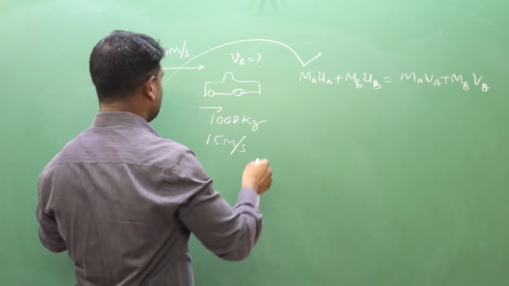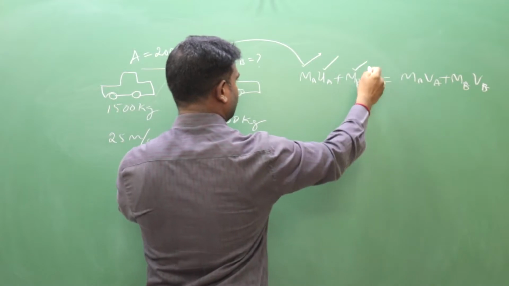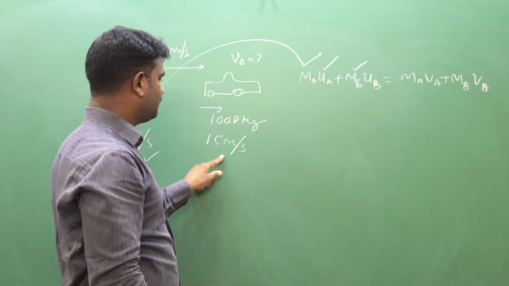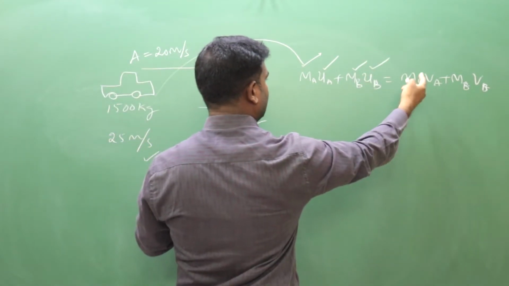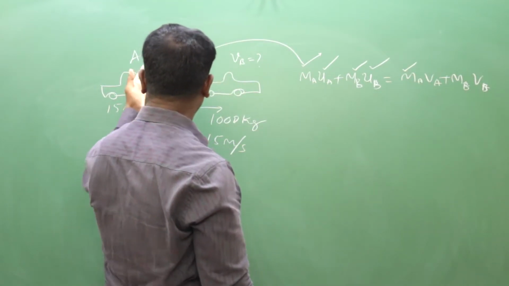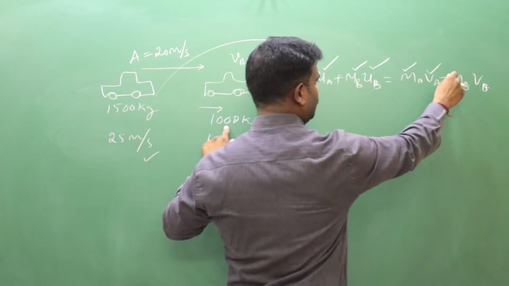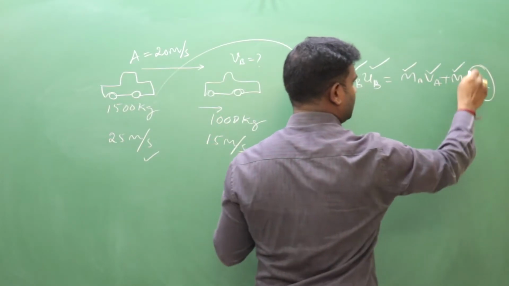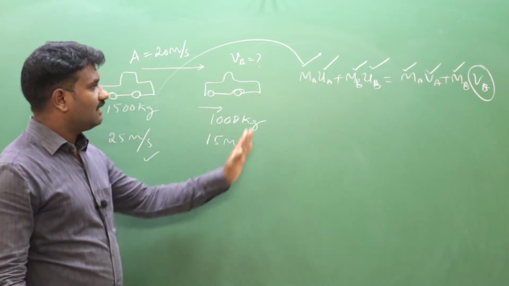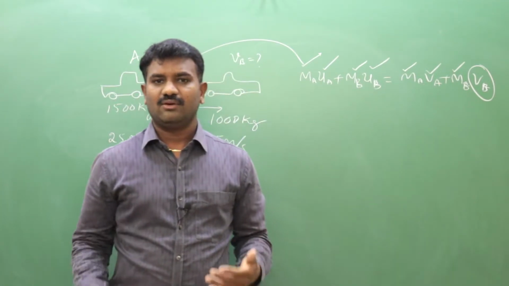The velocity of A 25 known. Mass of B 1000 known. Velocity of the car before collision 15 known. Mass of A, it's already known, 1500. Put 1500 here. Velocity of A after collision 20 known. Mass of B 1000 known. The only unknown is velocity of B. So after substituting all these values, you can simplify for B. You can get the answer.